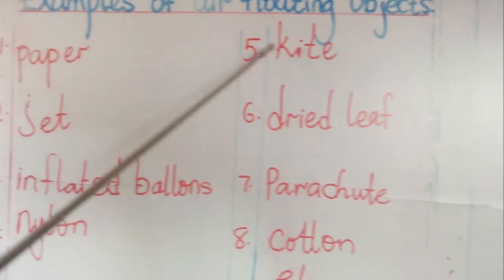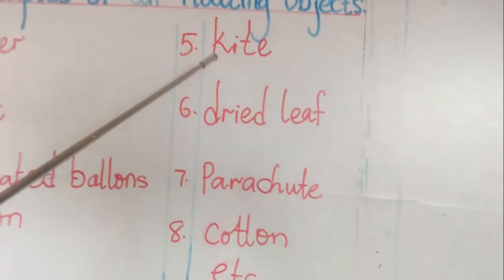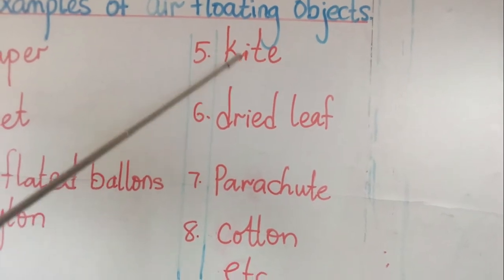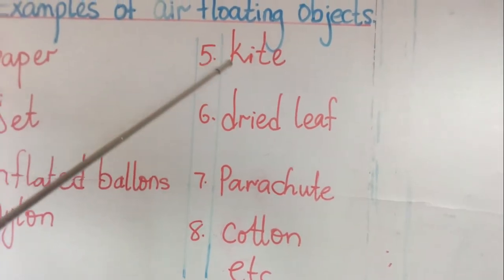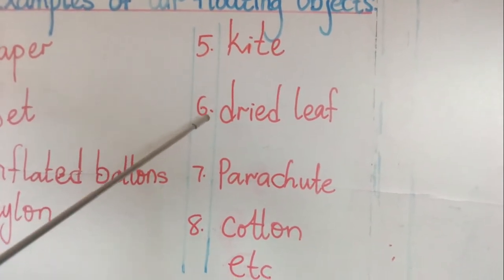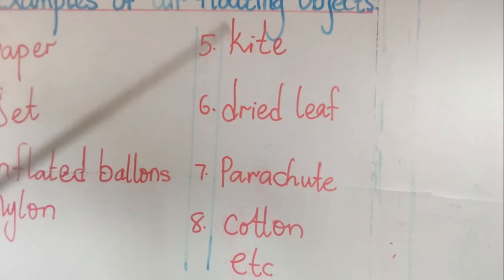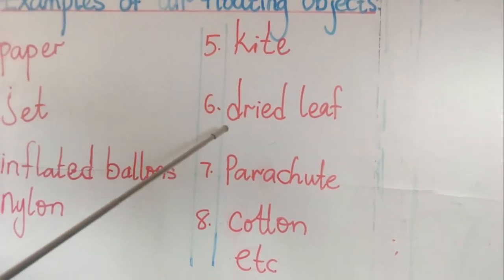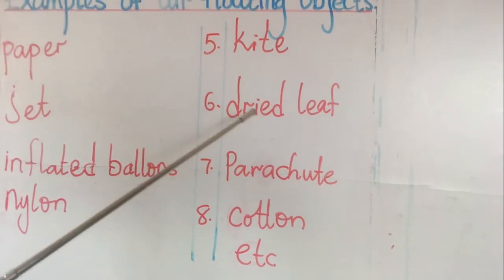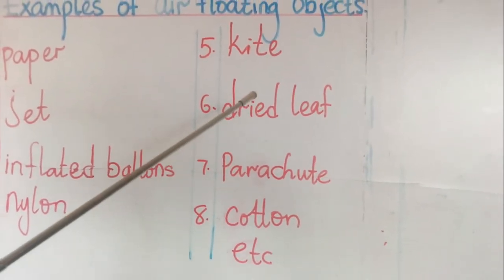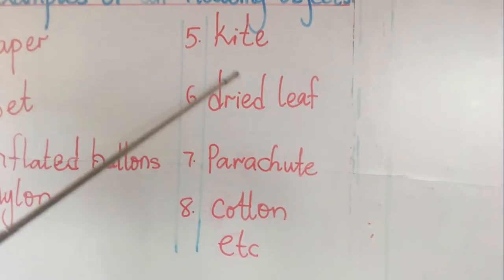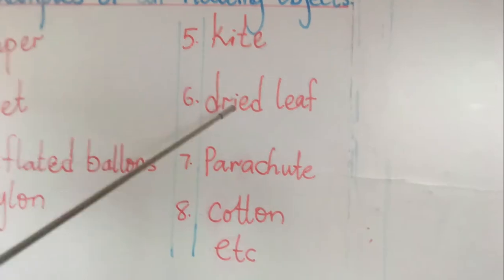We also have kite. I know you often make this. We make it ourselves using a paper and a broomstick, and you throw it up there in the air. It starts flying. We also have another example like dried leaves. If a dry leaf is here and the air comes, the breeze will start pushing it and it will start moving from that point. You could get to somewhere else that you may not understand where it has gone to.